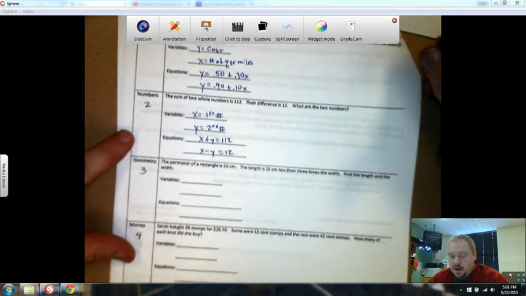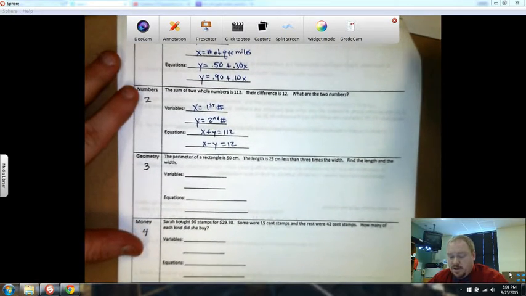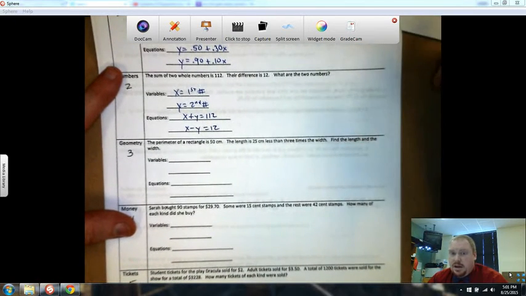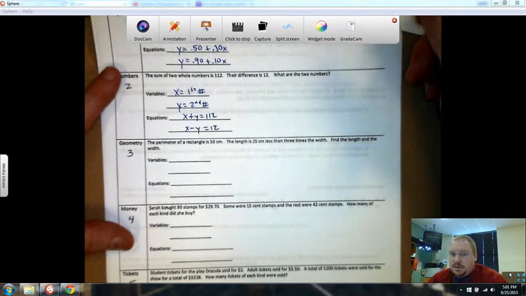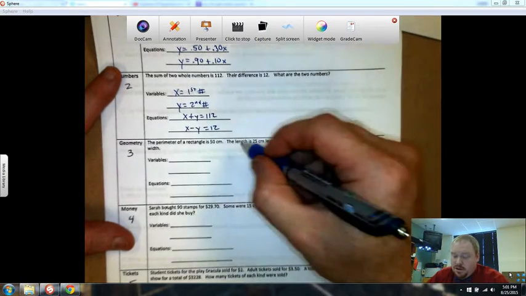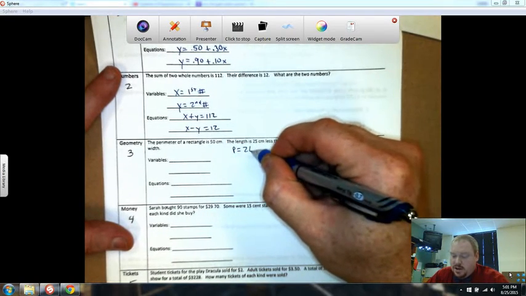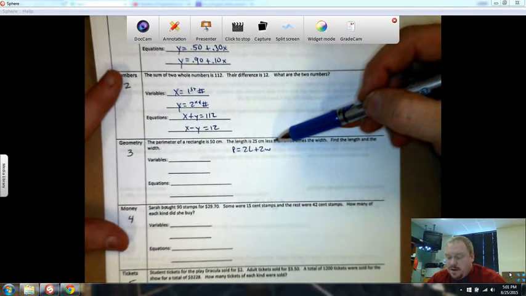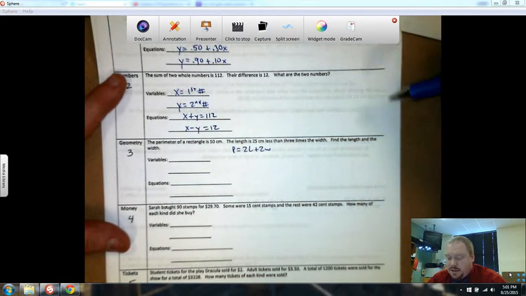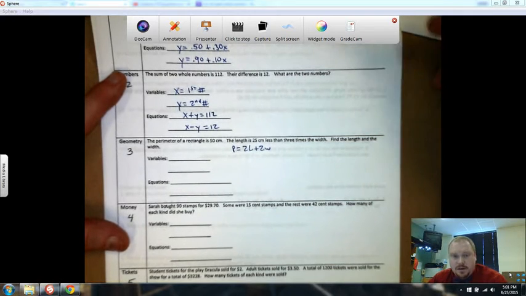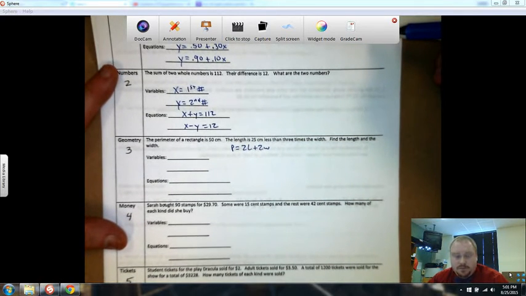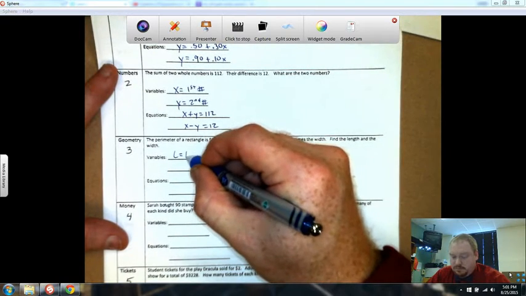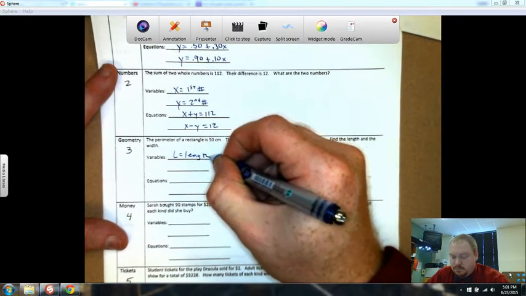And number 3, this one deals with geometry. The perimeter of a rectangle. That means we have to deal with this formula, 2L plus 2W. It says the length is 25 centimeters less than 3 times the width. Find the length and the width. Well, as far as I'm concerned, L is the length, W is the width.